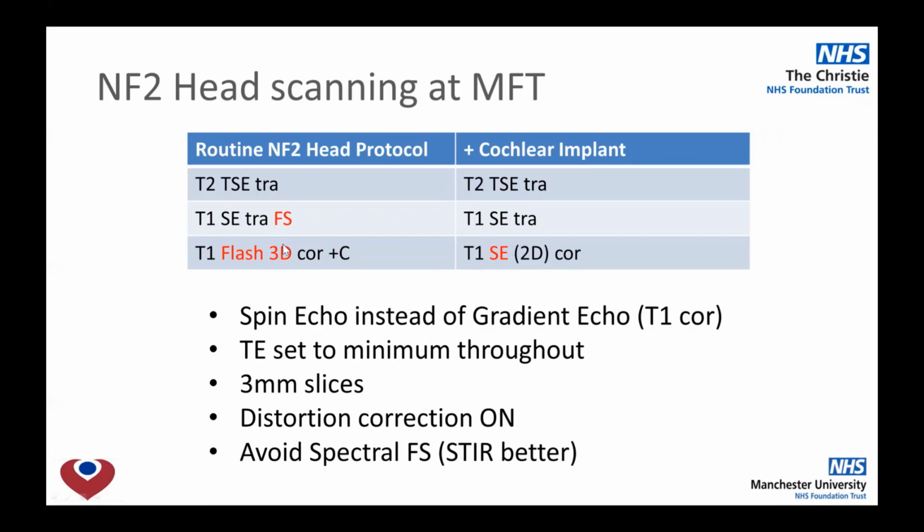Firstly, spin echo is used instead of gradient echo because we know the artifact for gradient echo sequences is far more severe. The TE is set to minimum throughout, actually in both protocols. 3mm slices are employed. This is quite low and lower than some others in non-NF2 protocols. Distortion correction is on where it is available, and it's advised to avoid spectral FATSAT for scanning with severe metal artifact, for reasons we can show in an upcoming slide. And this again has been adhered to in the difference between the FATSAT on the routine NF2 protocol and the lack of FATSAT on the same protocol for cochlear implants.